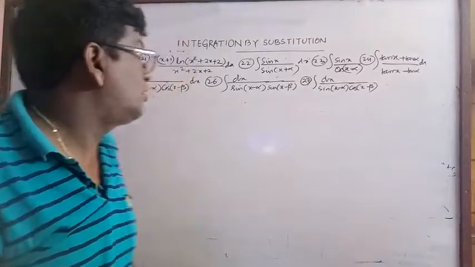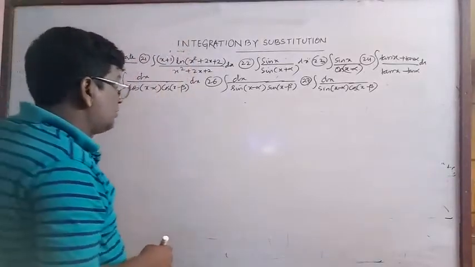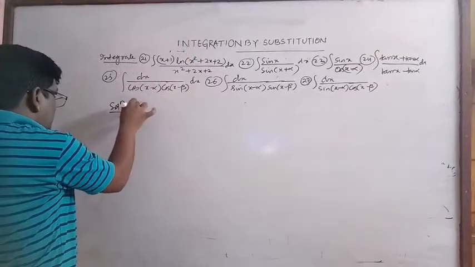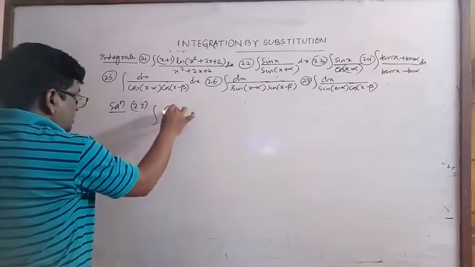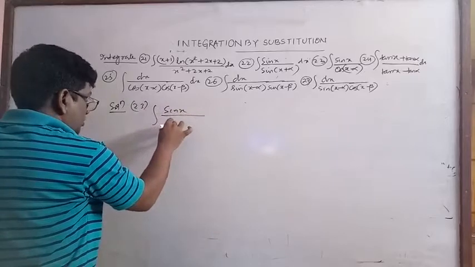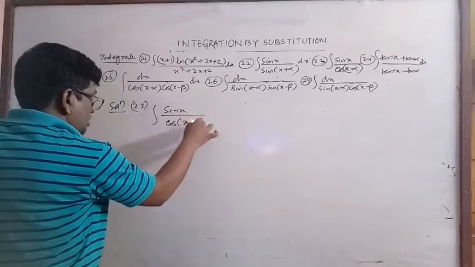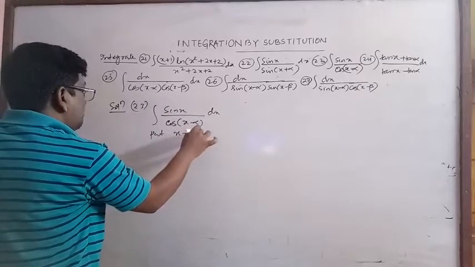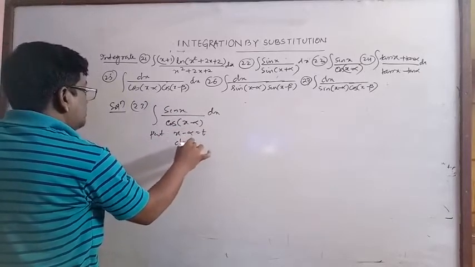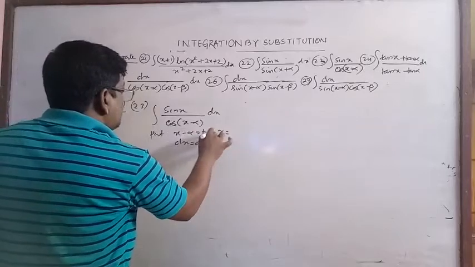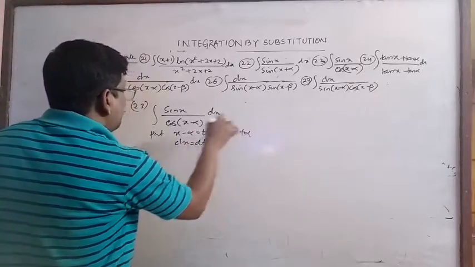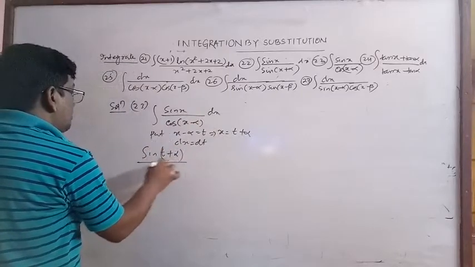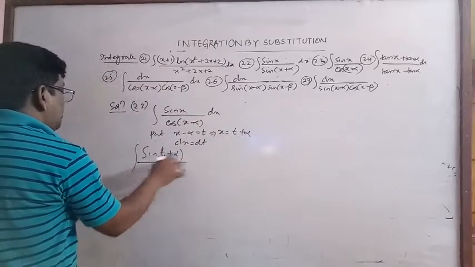Now question number 23. Question number 22 is over. Solution of question number 23: integral of sin x divided by cos(x minus alpha) dx. Put x minus alpha equal to t, so dx is equal to dt, and x is equal to t plus alpha. So we get sin(t plus alpha) by cos t dt.